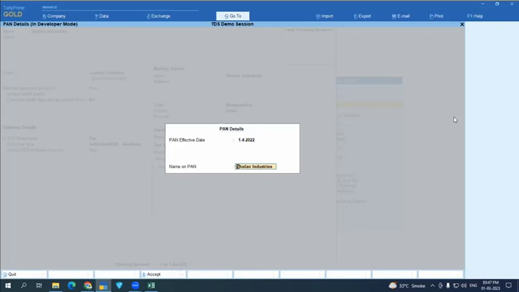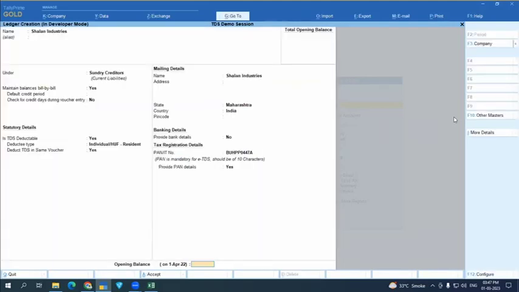This type of date is not available for GST now, but the PAN effective date is available for income tax. It means the party has his PAN, but from 1st April itself. Otherwise, you can say from 1st December. So from 1st December, it will consider 1%, and before December, it will consider the 20% higher rate.